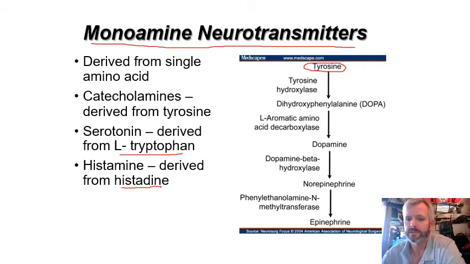Okay, for tyrosine, we can get the neurotransmitters dopamine, norepinephrine, and epinephrine. These all have very similar structure because we're just changing one part of the molecule. Okay, but we get dopamine, and we're going to see we'll also look at serotonin, which is derived from the amino acid L-tryptophan.